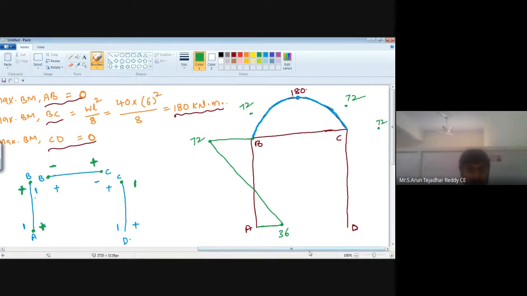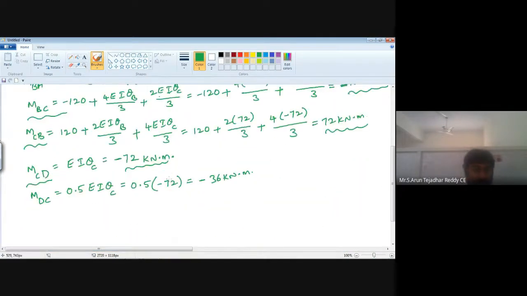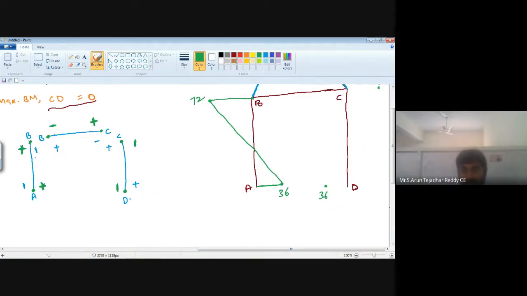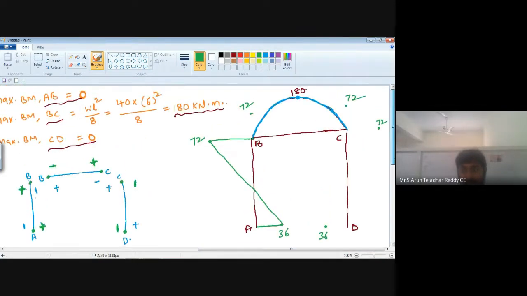72. Next, last term is MDC minus 36. It means D to C. D to C we got minus 36. It means in this side. Somewhere here. Minus 36. Okay. Now join that point. First here.